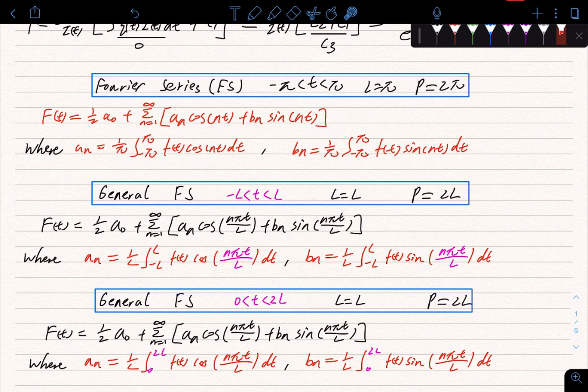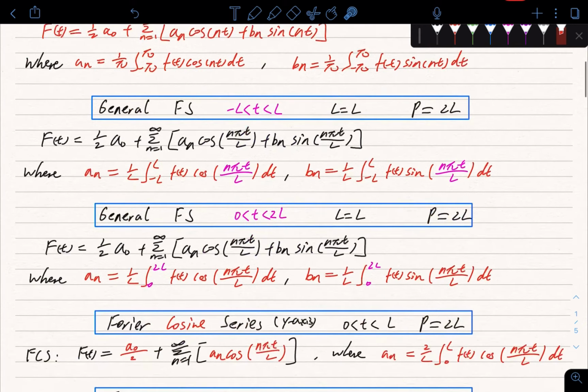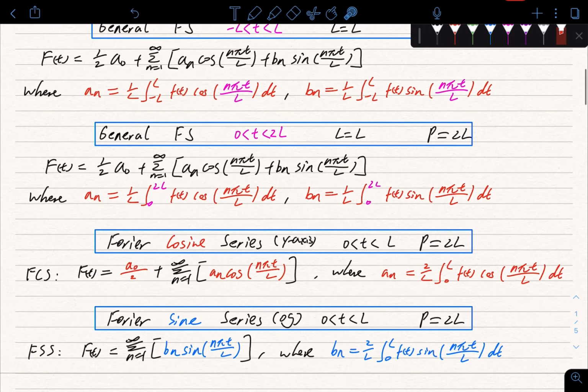But it's still kind of awkward that we are constrained to this symmetrical domain. So how can we get rid of that symmetry? That's where the third Fourier series comes in. What's interesting about this one is the domain is from 0 to 2L. So what's changed is just the interval of integration: from negative L to L, now from 0 to 2L. Now it's the Fourier cosine series and Fourier sine series.